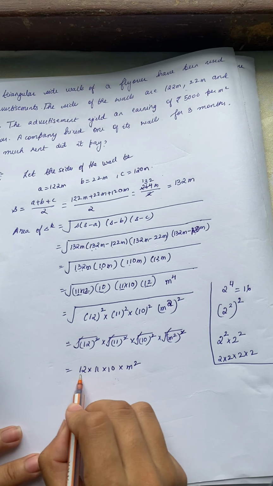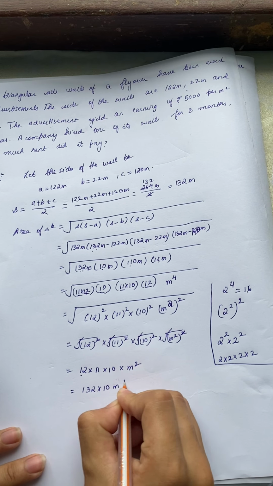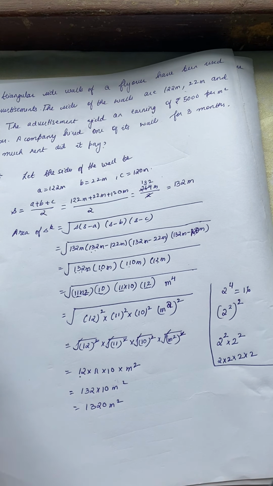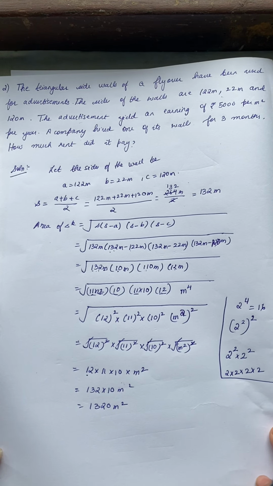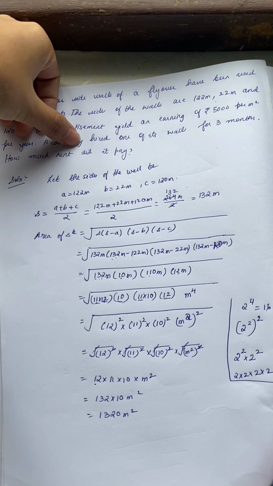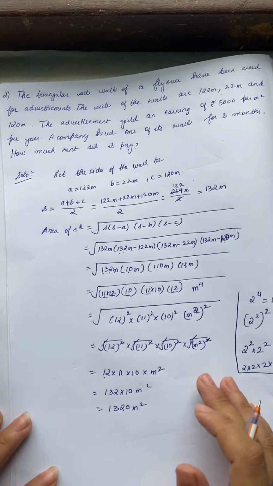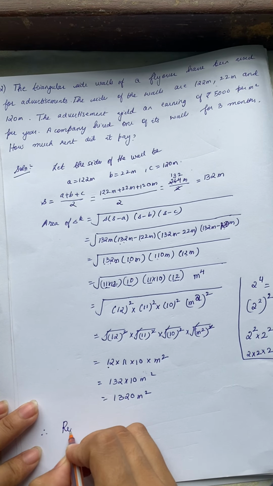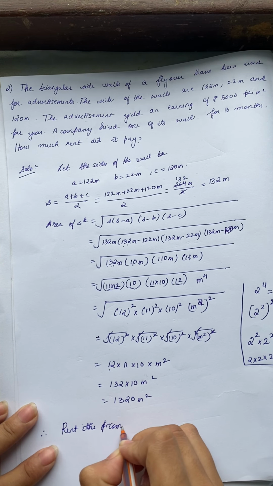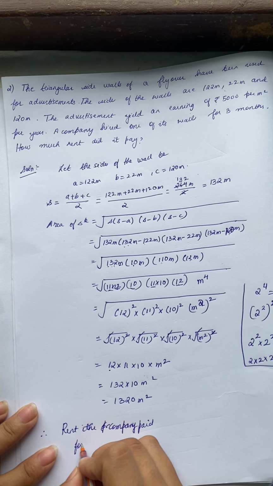Now what is 12 into 11? We found out that is 132, into 10 meter square. That is 1320 meter square. Clear with this? Okay, but this is not the end of the question. The question is, how much rent did it pay? How much rent for how many months? For 3 months. Therefore, the rent the company paid, the company paid for 3 months. For how many months? 3 months.